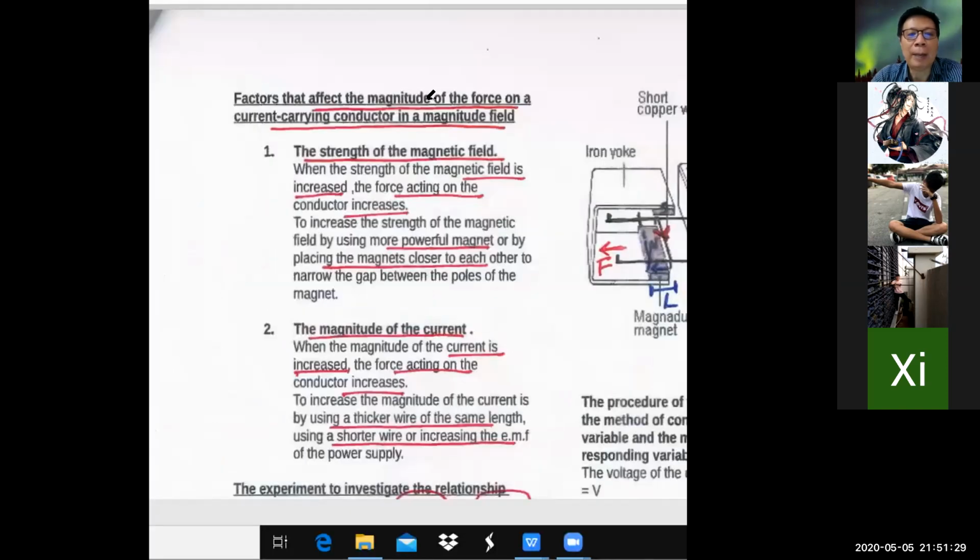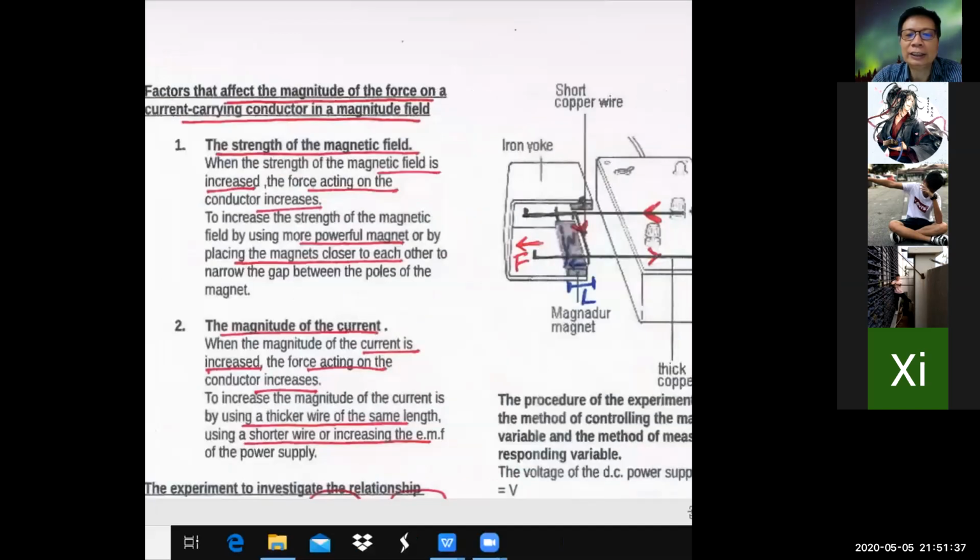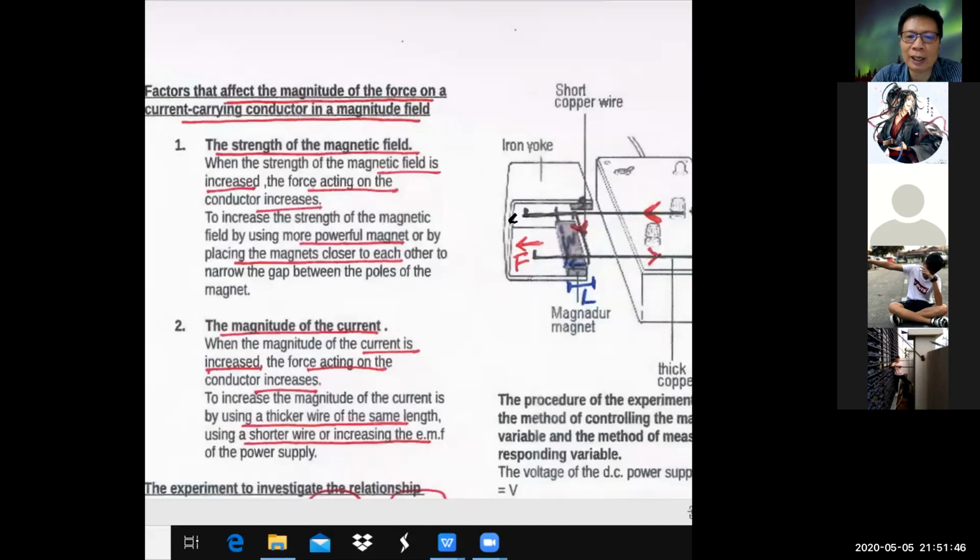Factors affecting the magnitude of force on the current-carrying conductor. What is the meaning of this? So it's like this. I take this diagram now. Just now we already studied, right? When current flows like this, crosses over, goes back, there will be a force, right? This force will push this wire to the left side by using Fleming's left hand. Correct or not? Okay, but now how to make this force stronger? How to make the force here stronger?